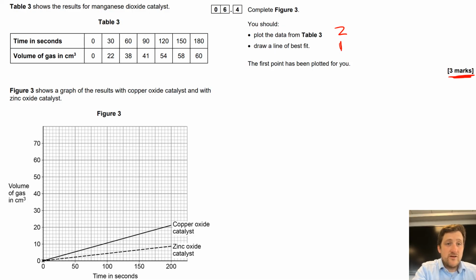We then have 30 seconds and 22, so that takes us up to here. We then have 60 seconds, and that takes us to 38, so that's here. We're looking at the line, thinking that's a pretty nice line we can draw. We then have 90 seconds, and that is 41.